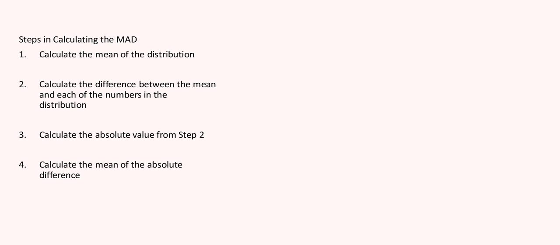absolute deviation. The first thing we want to do is calculate the mean of the distribution. Then we want to calculate the difference between the mean of the distribution and each of the data points, or the numbers in the distribution. And then we want to get the absolute value of each of the numbers from step 2, and then calculate the mean of the absolute differences. So let's put that to practice.